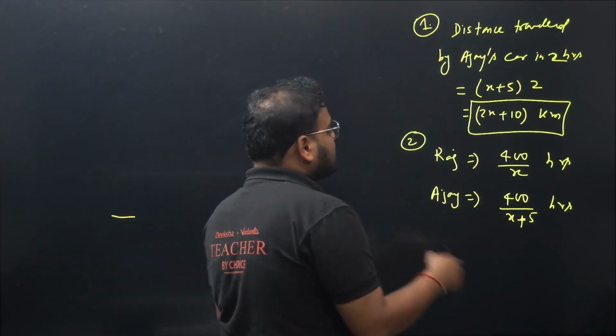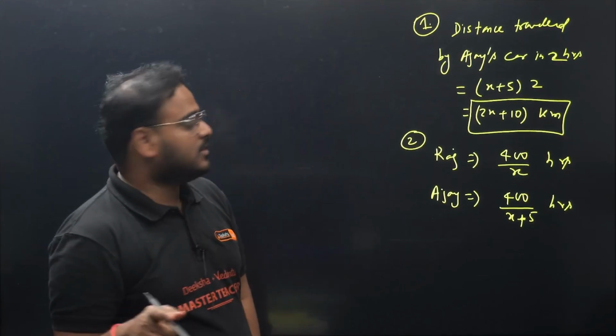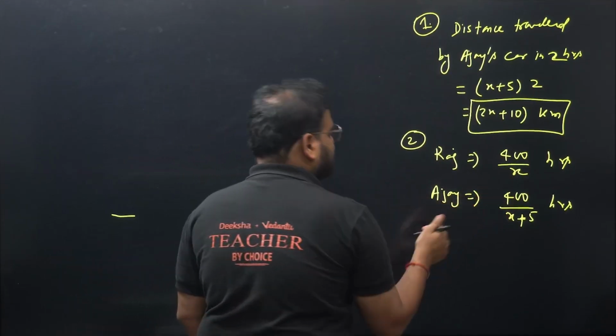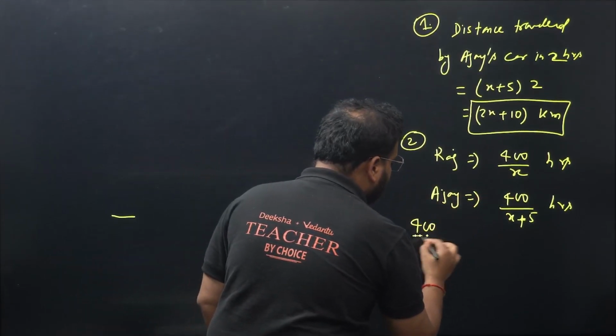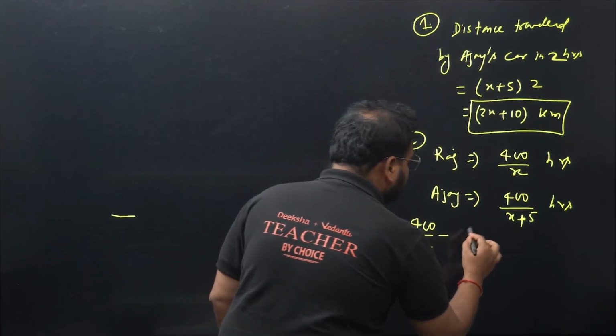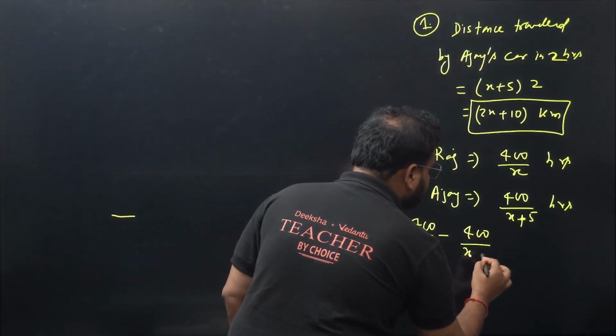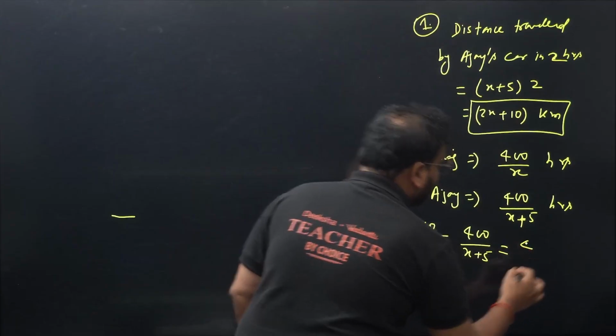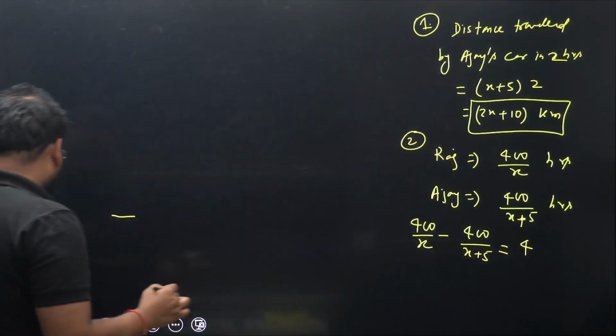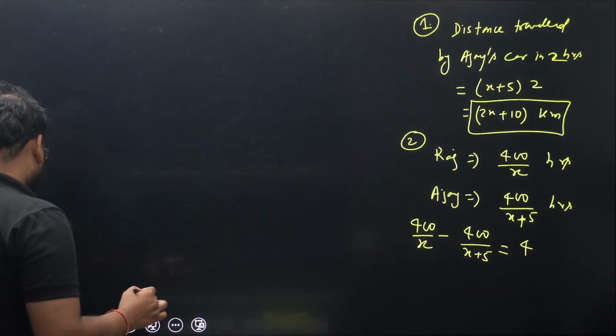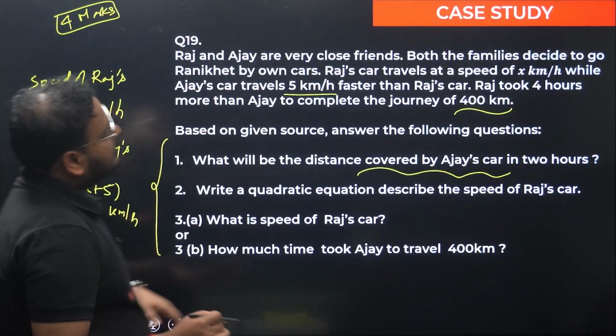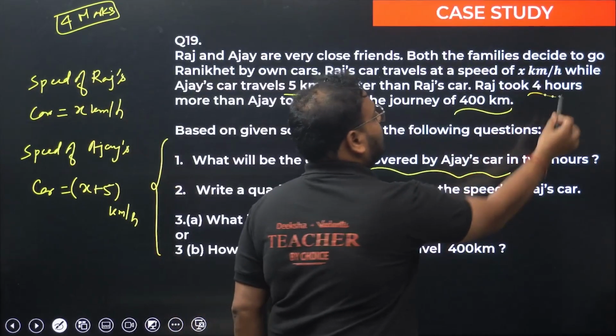Okay. Who's going faster? Ajay is going faster. It will take less time. So I'm getting basically here 400 by x is the more time, minus 400 by x plus 5. The difference is how much? 4 hours, right? Have a look. The difference is 4 hours. Raj takes 4 hours longer.